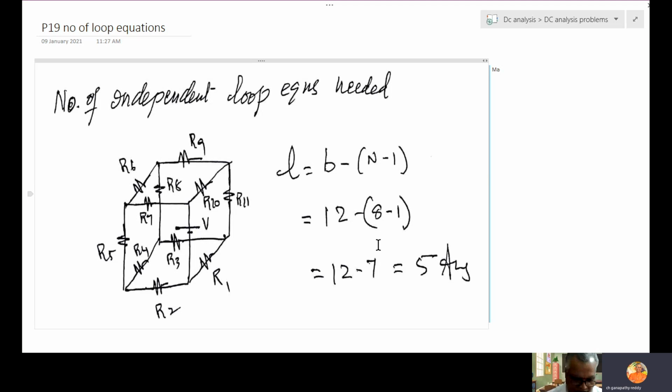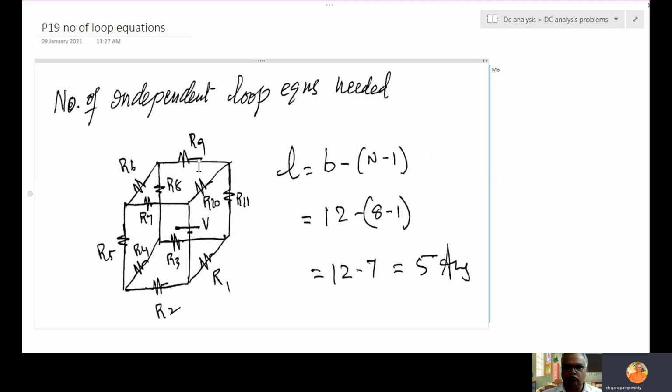Today we are going to solve the problems on DC analysis. So basic problems, simple problems. How to find voltage and current, etc. So this is one problem.